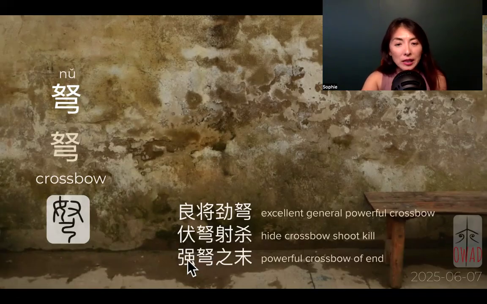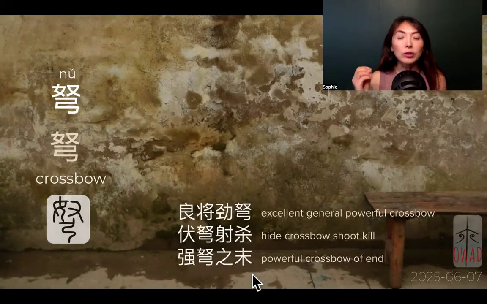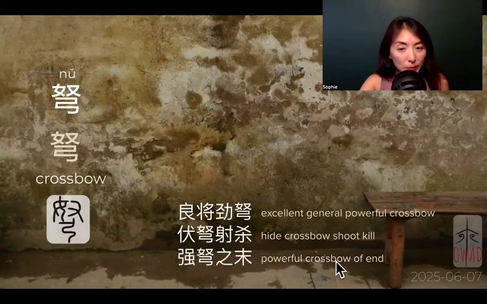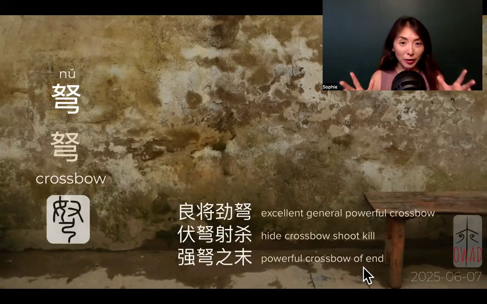This expression 强弩之末 means even if as powerful as a crossbow, when it's at the end of its trajectory, it's going to lose its power. It's not that powerful anymore. So here we're talking about a sphere of influence. It's not going to be constant. It's going to diminish at some point. So 强弩之末 talks about almost the end of a powerful entity.